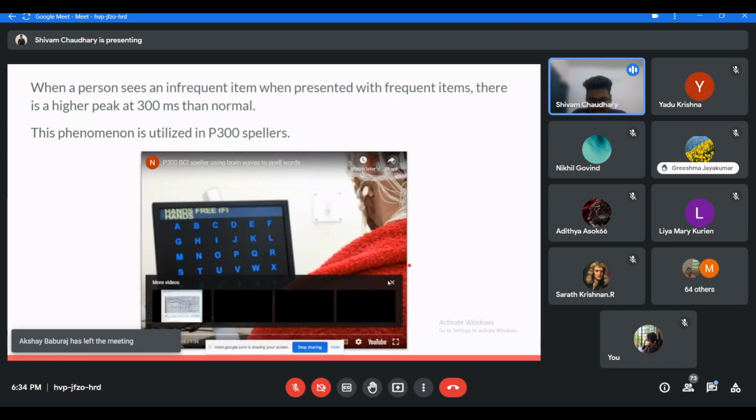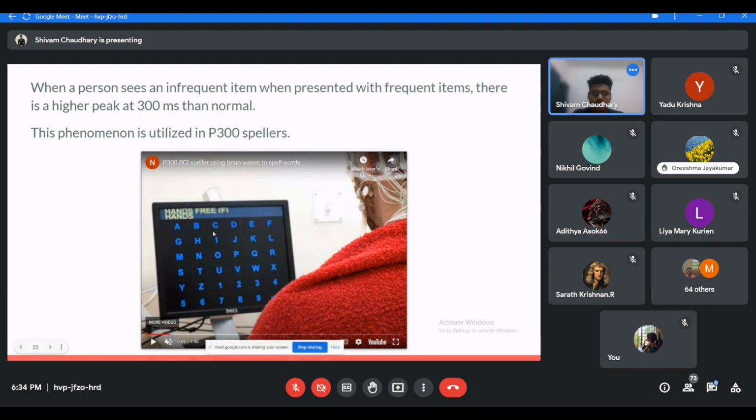So what you see here is that I'm showing these flashing rows and columns to the person, say I'm typing. This is used for typing out letters and words. Say my word starts with the letter P. This speller will flash this column first, then this column, then this column, and when it comes to the column of interest to me, because it has P, you will see a spike in the P300 wave.